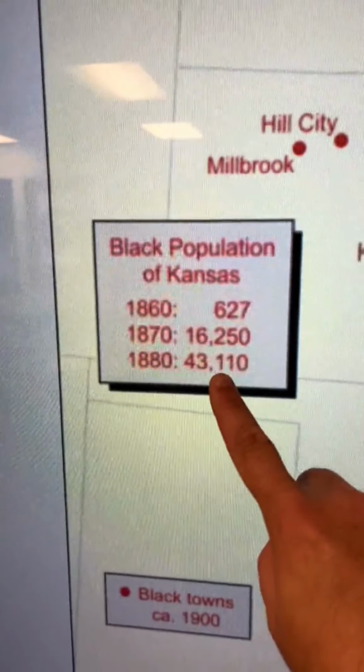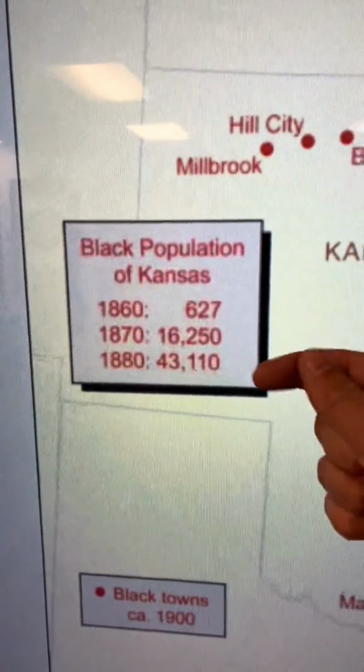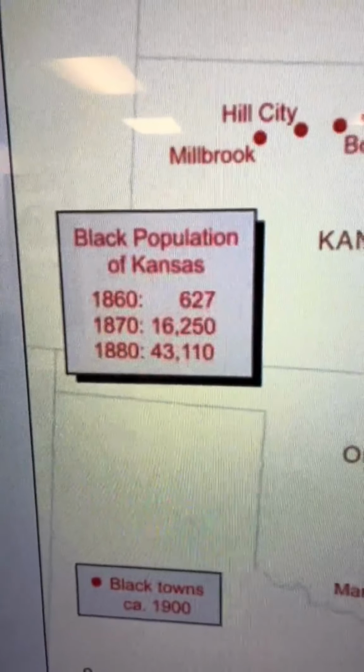And if we look at this little note right here, you can see the vast amount of increase of Exodusters who came to Kansas. But yeah, long story short, Exodusters were former African-American slaves who came to Kansas for the promise of freedom that was guaranteed to them under the Constitution. And they felt Kansas was the new promised land for them.